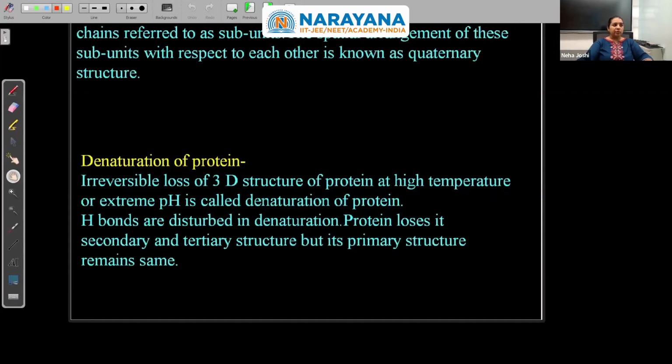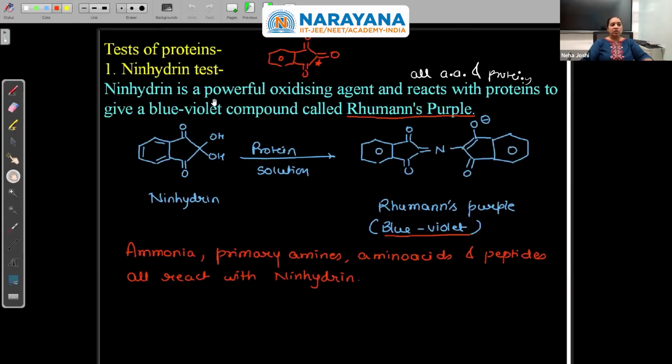Last point of this chapter on protein is tests. First is the ninhydrin test. When we add protein to this, practically ammonia, primary amines, amino acids, peptides all give the ninhydrin test. Here the middle one gives a double bond N, and then another molecule of ninhydrin is there. So a purple color complex is formed. Ninhydrin is a powerful oxidizing agent and reacts with protein to give a blue-violet compound called Ruhemann's purple. It is a solution, not a precipitate.